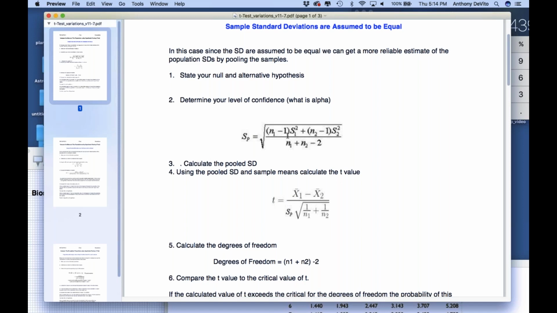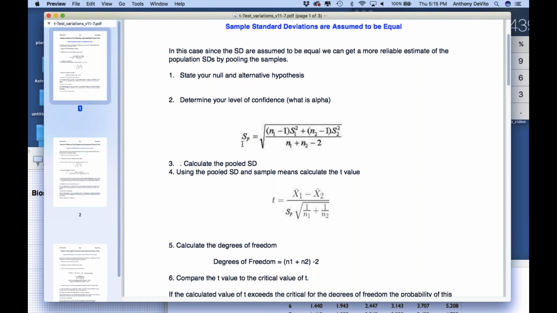We take sample size 1 minus 1, kind of like our degrees of freedom, times the standard deviation squared, the variance that's called, for sample 1, plus you do the same thing now, sample size 2 minus 1 times the standard deviation squared for sample 2. It's a little intimidating, right, looking at that, but it's really pretty simple. In the case of 25, that's 24, over the two sample sizes, 25 and 25, if they're equal, 50 minus 2, 48, right? So you calculate that and then you find the square root of it. That gives you a pooled standard deviation.